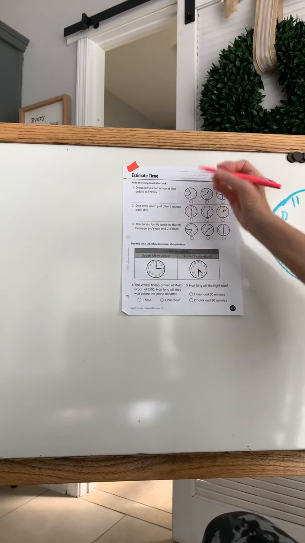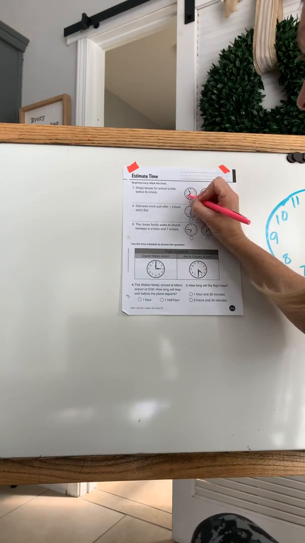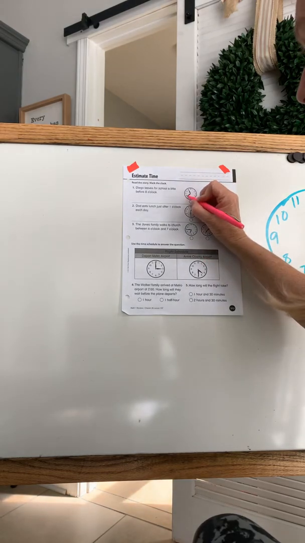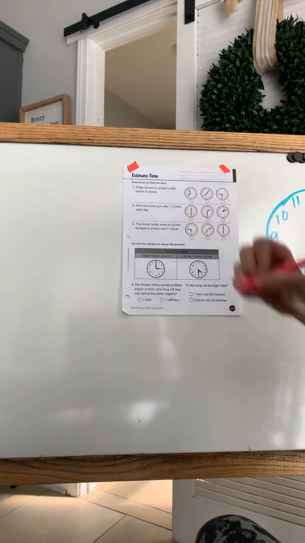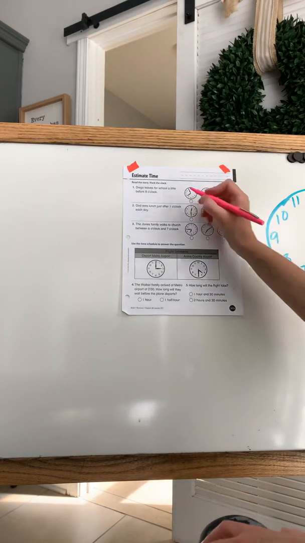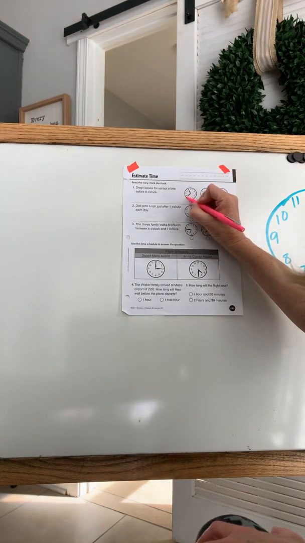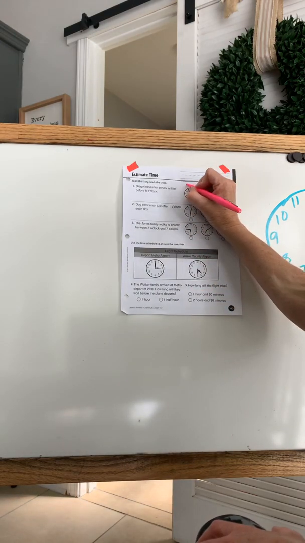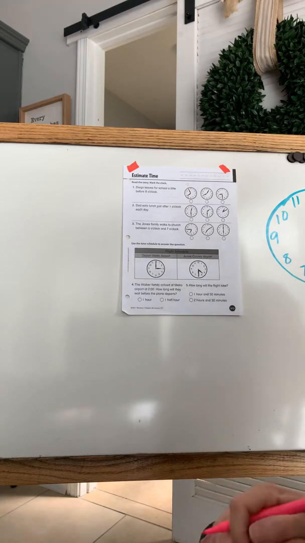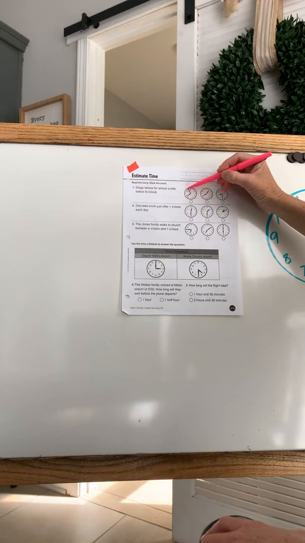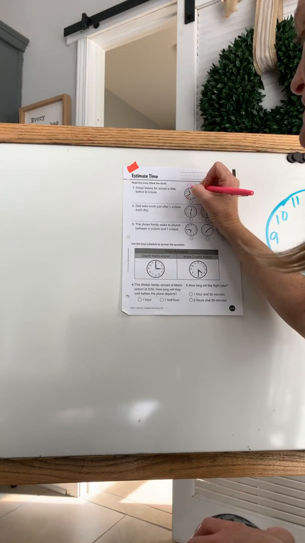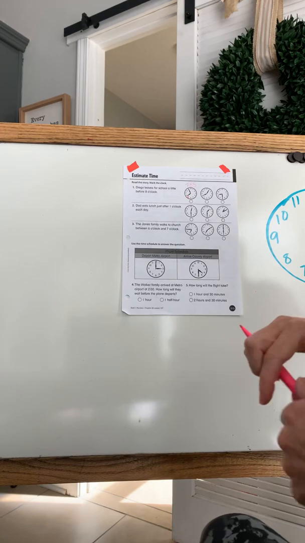So if I look at this one, I've got my short hand, not all the way at the 8, but in between the 7 and 8, and I've got my minute hand on the 11. So that time, remember, if it's between 2 numbers, you always go back to the number that you passed. So this hour is going to be 7, and then the minutes, I've got to count by 5. 5, 10, 15, 20, 25, 30, 35, 40, 45, 50, 55. This time is 7:55, okay?